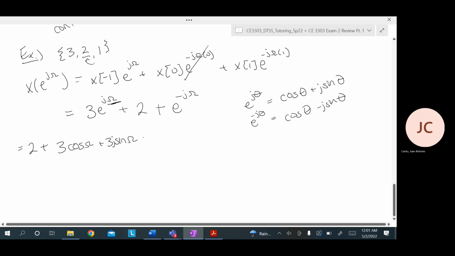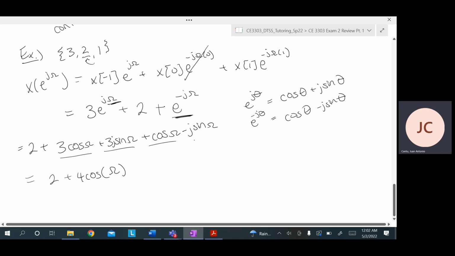Then we'll have plus cosine of ω. Now we're doing this term right here. Minus j sine ω. So then we add these together, 2 plus 4 cosine ω. And then 3 sine minus sine, so plus 2j sine ω. Okay. And so that is the discrete time Fourier transform of this signal right here.